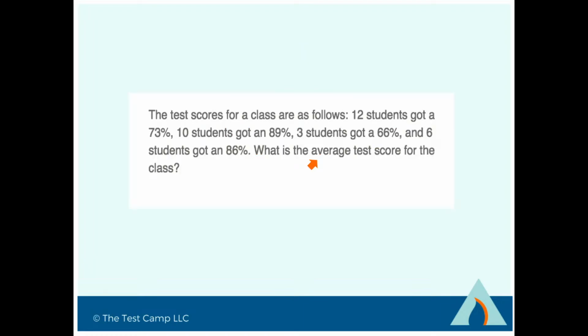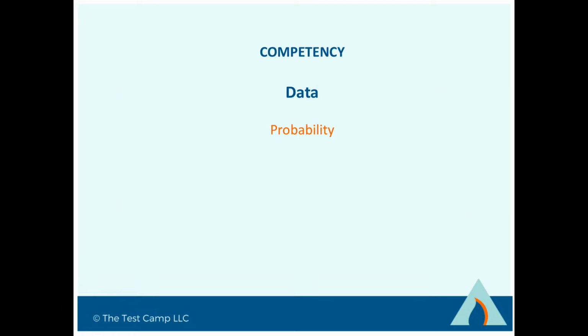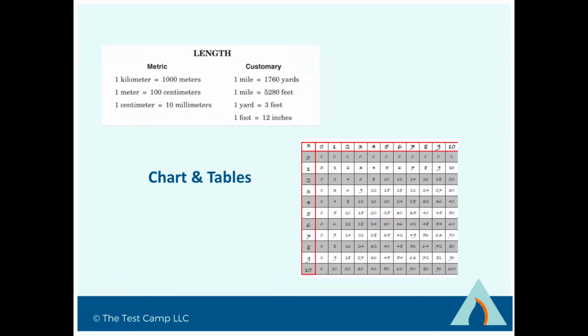Remember the sample question earlier? The keyword average indicated that this is a data question. Probability is the term used when statistics are used to make predictions about future events that might be probable or possible. Expect your skill to interpret data from charts and tables to be tested.